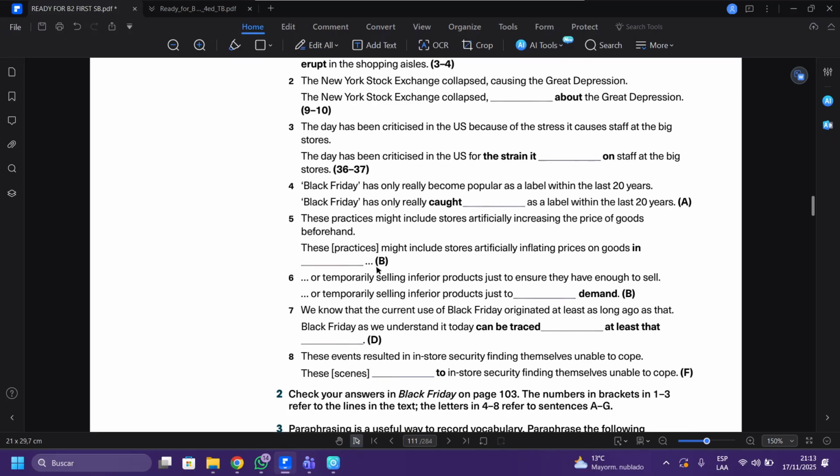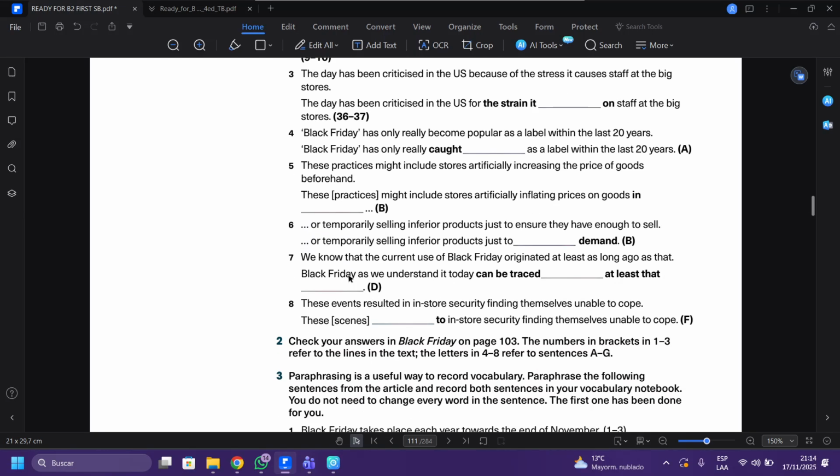Number 5. These practices might include stores artificially increasing the price of goods beforehand. So, these practices might include stores artificially inflating prices on goods in. This is a synonym of beforehand, in advance. In advance is beforehand, de antemano. And that is the answer.